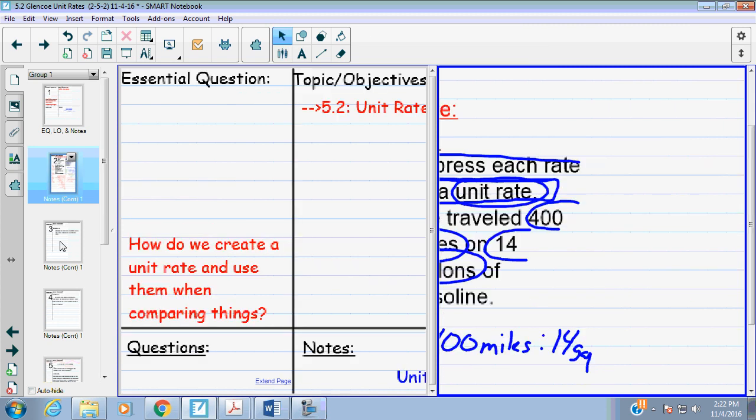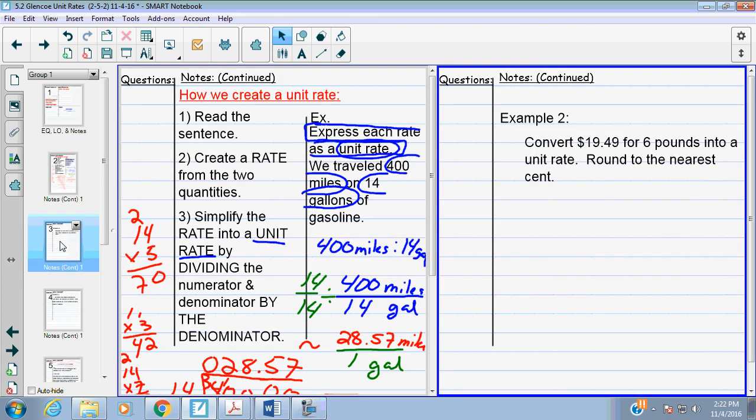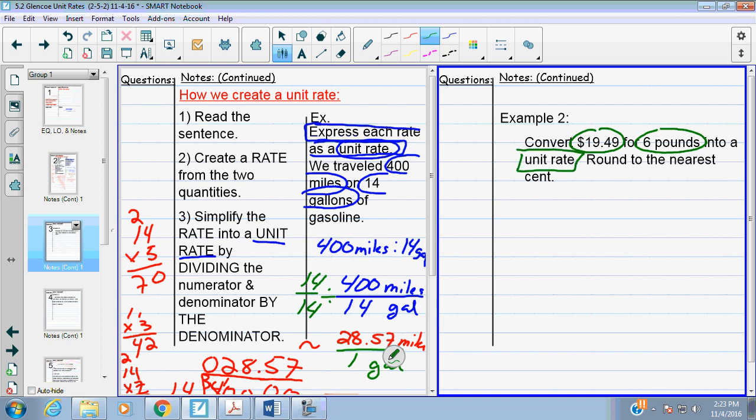Okay, let's try another problem together here. See if that works. So we're converting $19.49 for 6 pounds into a unit rate. That's our goal here. Oh, and this does tell us to round to the nearest cent. Thank goodness. I probably should have added that direction to the previous problem. I'm going to have you pause here because I've realized I did not have you copy it down yet.